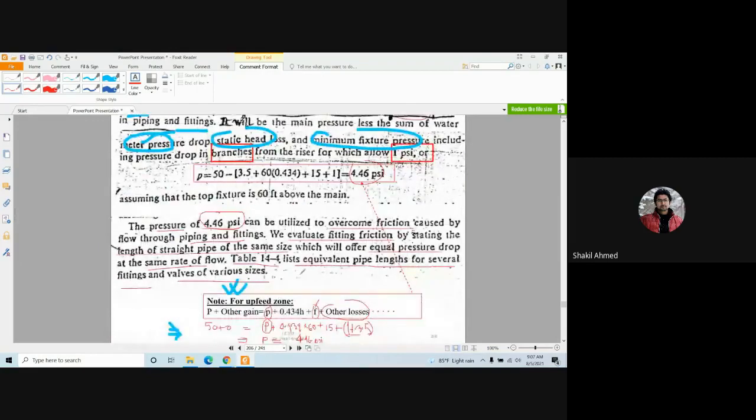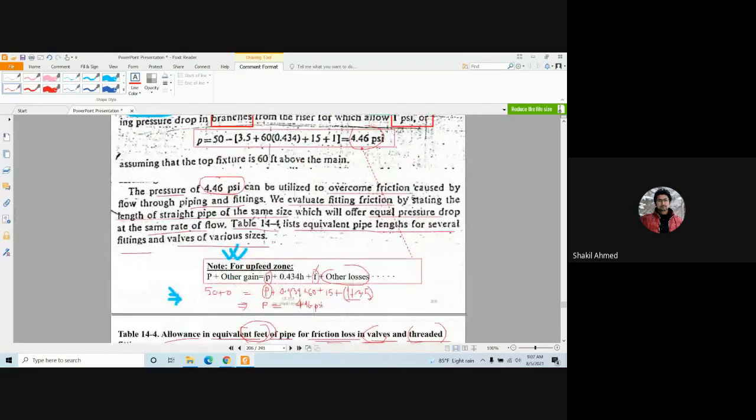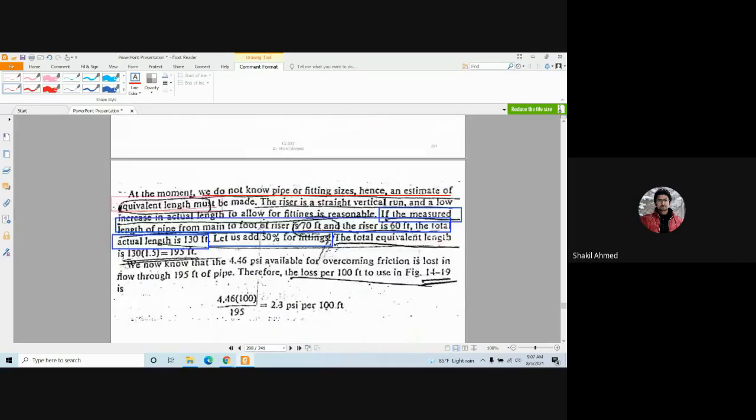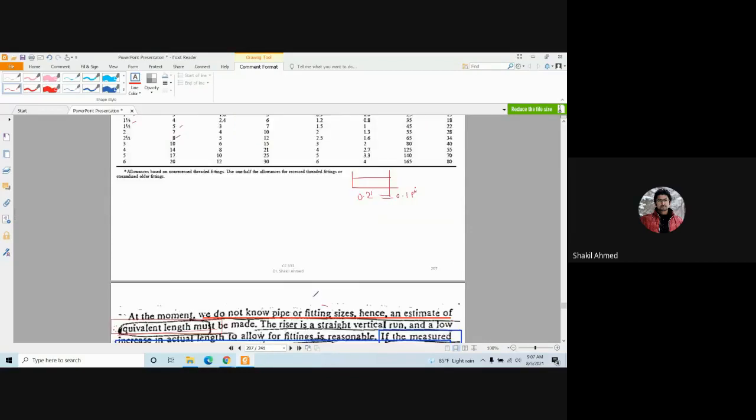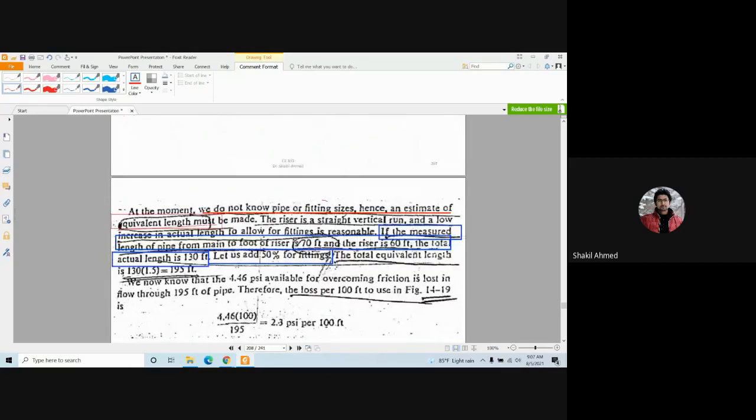Where here table 14.4 lists the equivalent pipe length for several fittings and valves of various sizes. Now, at the moment, we do not know the pipe and fitting sizes. Do we know this diameter? No, because we do not know the pipe sizing yet. Therefore, an estimate of equivalent length must be made.